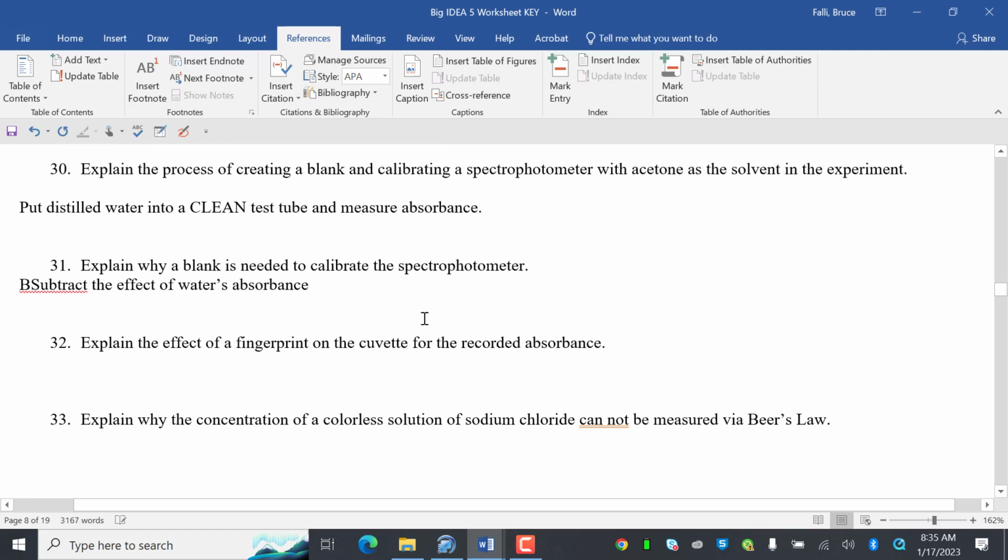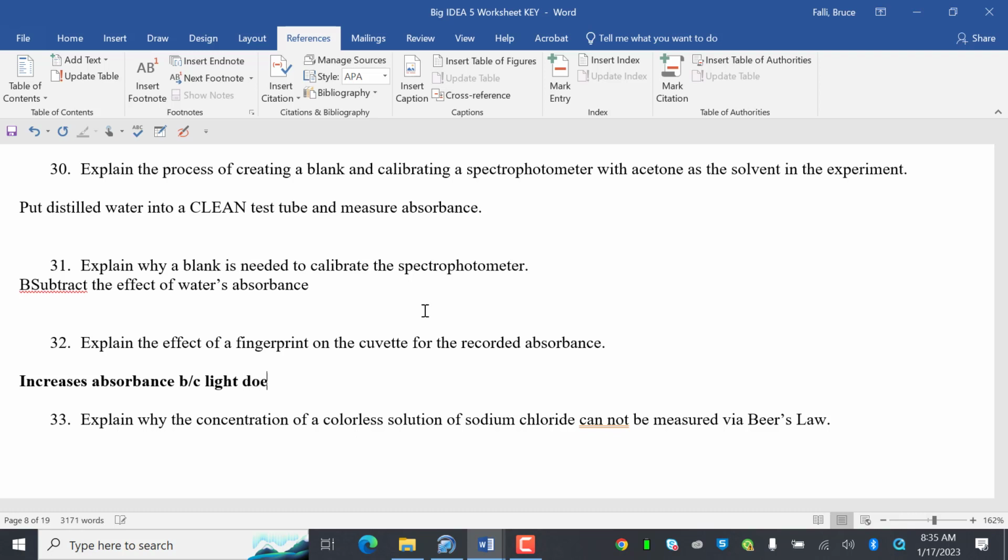Explain the effect of fingerprint. Increases absorbance because light doesn't get through. Explain why the concentration of a colorless solution cannot be measured. No light absorbance occurs for a colorless solution.